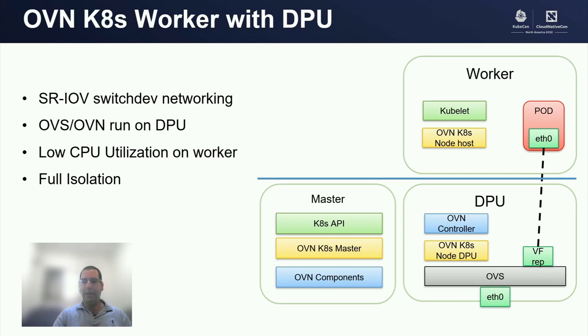Also, from a security and isolation perspective, if the worker node is compromised, it cannot tamper with the networking, because all the networking control plane is moved to the DPU, and the DPU and the master are in the trust domain.